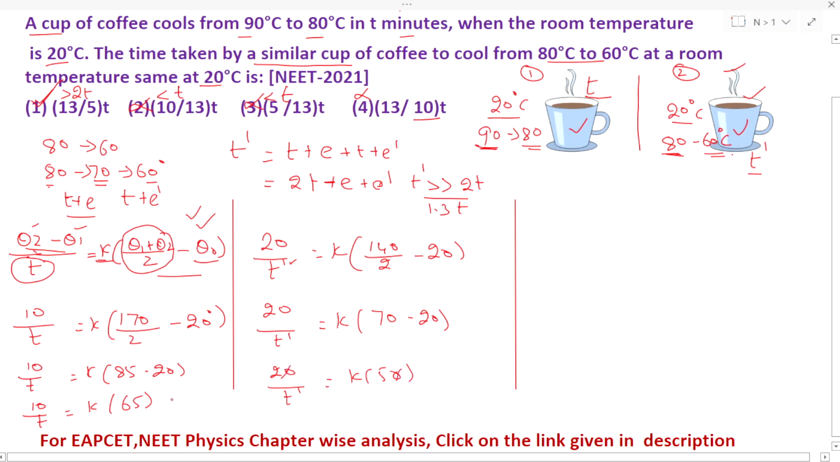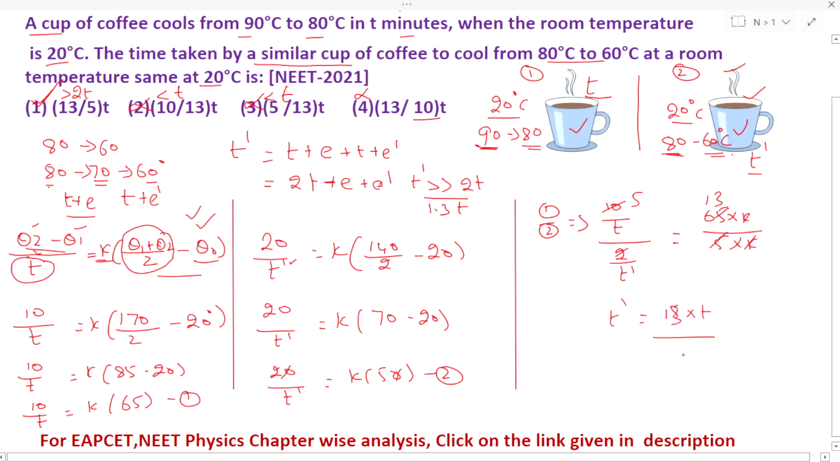Let me take this as equation 1, this as equation 2. Equation 1 by 2 will give me 10 by t whole divided by 20 by t dash is equal to 65 into k by 50 into k. This will get cancelled, this will get cancelled 13 times, this will get cancelled by 5 times. Then if you solve this, you will get t dash is equal to 13 into t by 5, which is option 1.